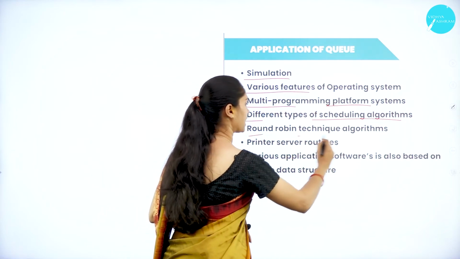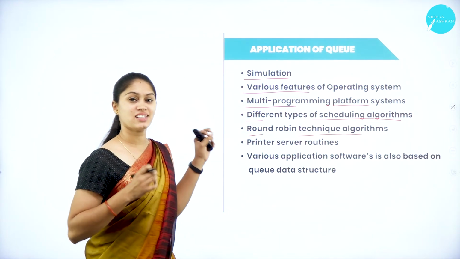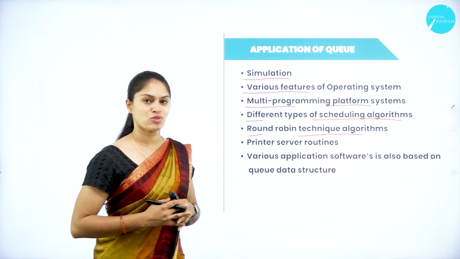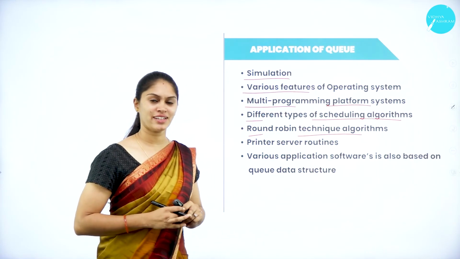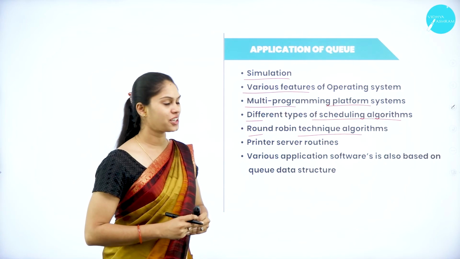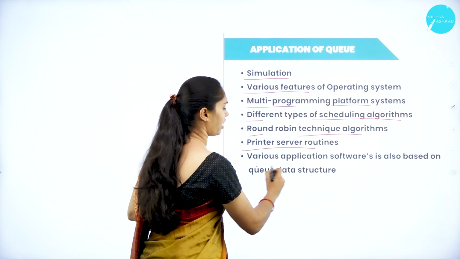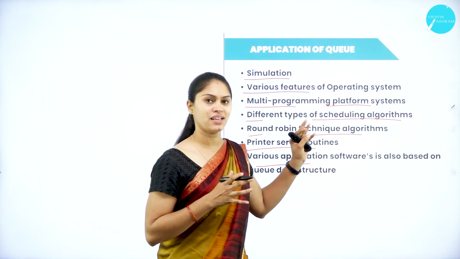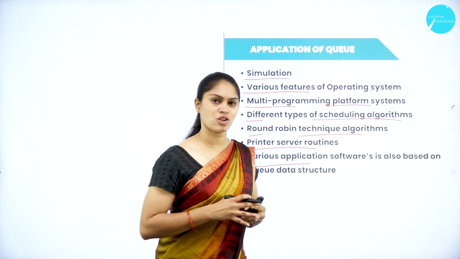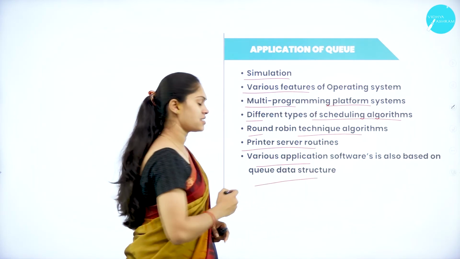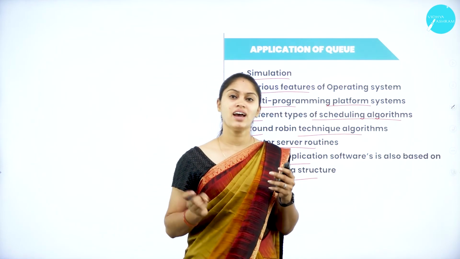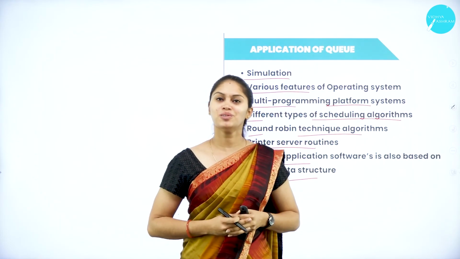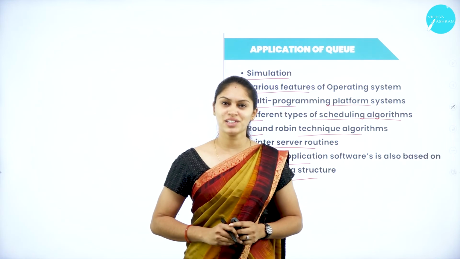Then the round robin technique algorithm. In order to get the CPU's processing time, that means to get the attention of the CPU to process the instruction, we use some scheduling algorithms, and there we use the concept of queues. Then printer server routines, then various application software, mainly meant for particular purposes. Such application software is also based on the queue data structure, that is, the first in, first out methodology. How we insert an instruction, how it is processed, how it is deleted, everything matters a lot. For all these purposes, we use the queue concept.